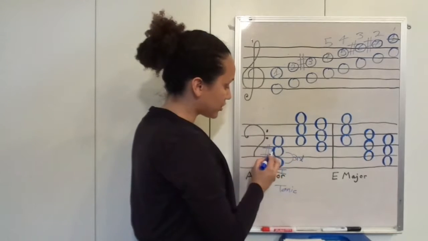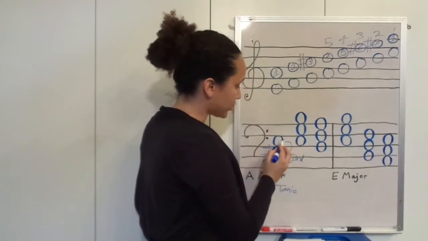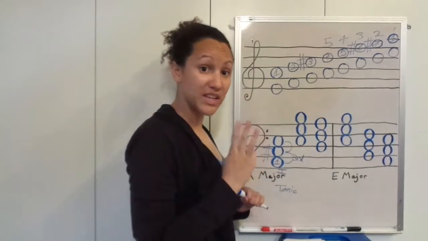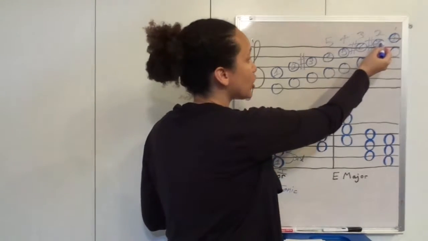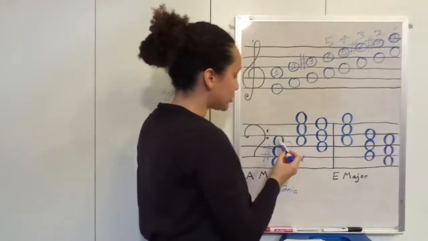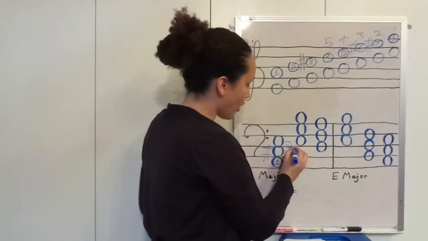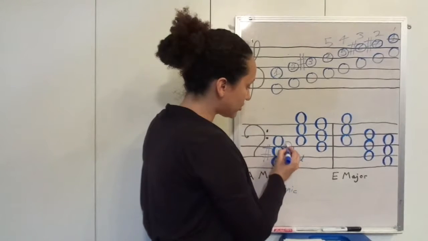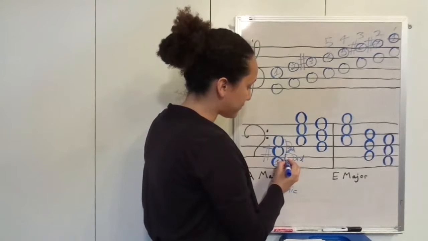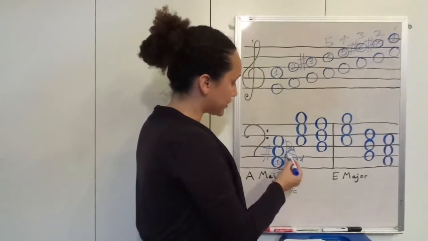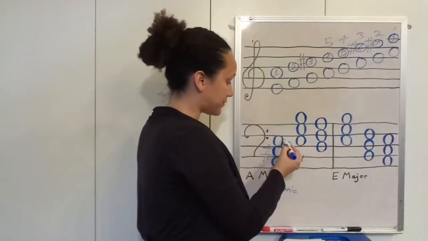Skip up to a third, C sharp, skip up a third, E. E is fine because we only have 3 sharps. We need the G sharp, but E is not sharp. So we leave that as is. And that gives us a second third, or from the bottom to the top, that would be a fifth. Okay? So we have the interval of a third, and we have an interval of a fifth.